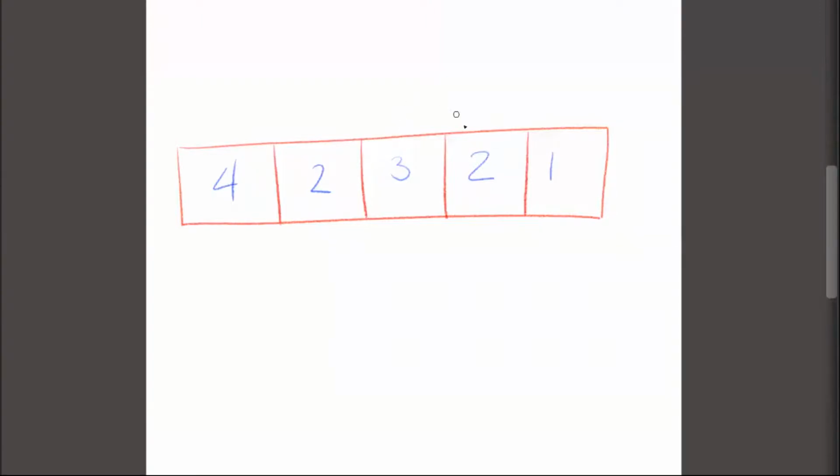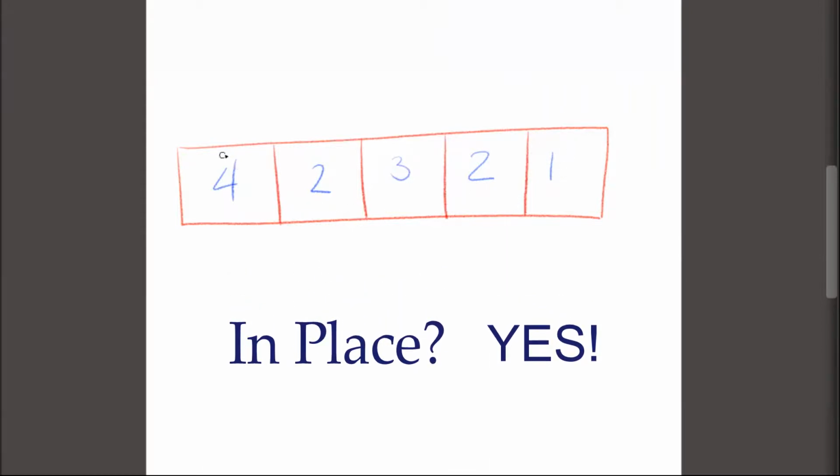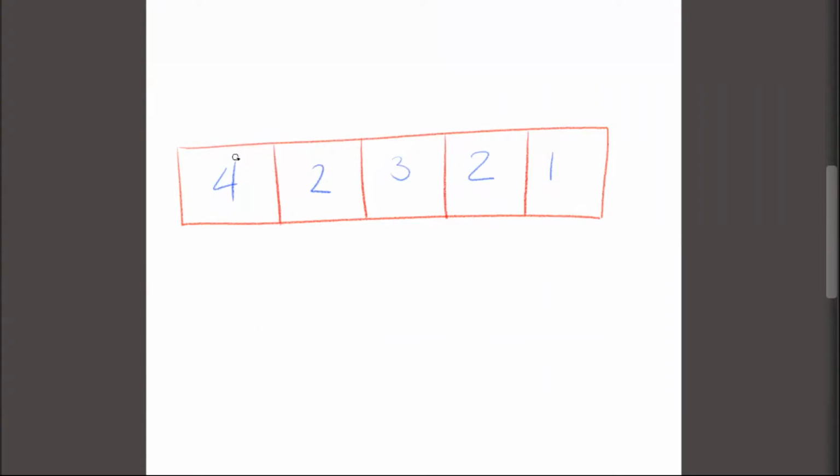Alrighty, so first up is whether or not this particular algorithm is an in-place sorting. And it is. You know this by the fact that, let's start with number 4 here first. It goes through and compares it to the one before it. And since there is no one before it, nothing changes here.